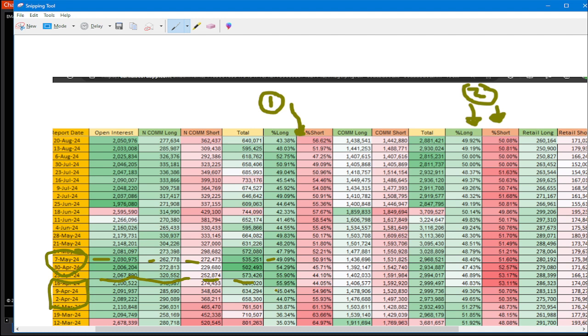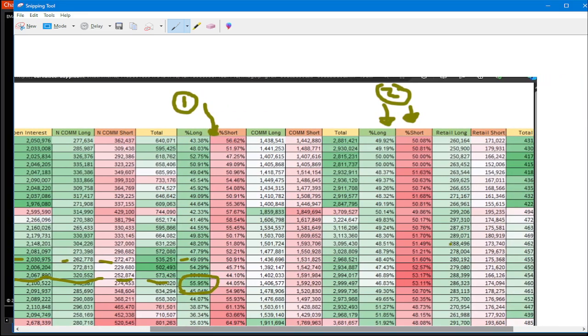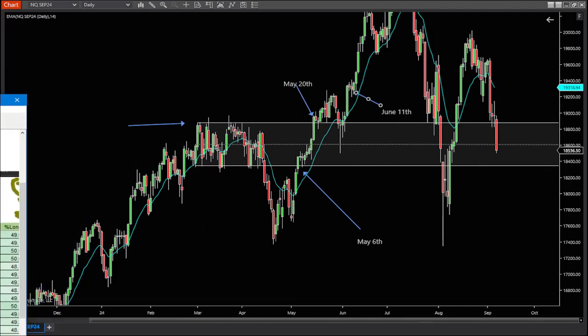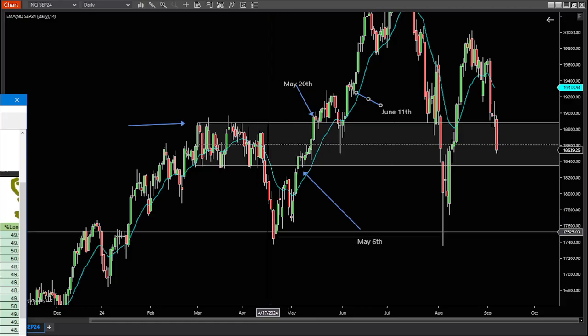55% long. Hedge funds, the larger speculators, are 55% long, which means they are more long than they are short. Obviously, right? Because it's over 50%. And you have retail. Retail is fairly long. They're more long than they are short. But let's take that into consideration, right? In April, you had larger speculators, the ones that move the market, long. Price is below cost basis. So they added some longs down here. They were more long down here than they are short.